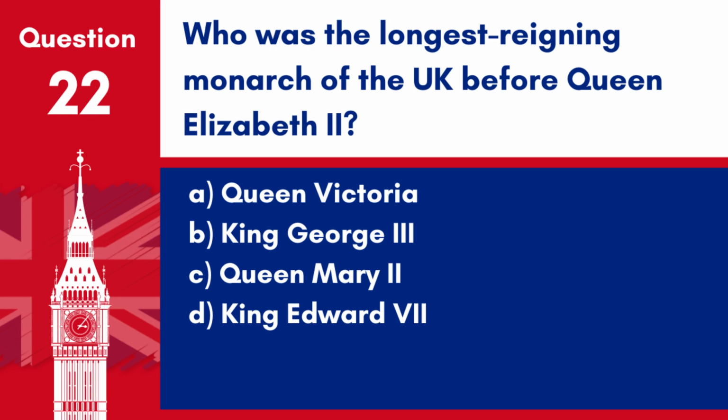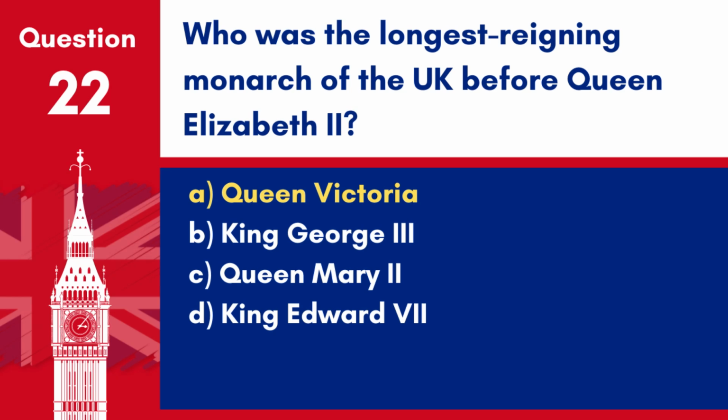Question 22. Who was the longest reigning monarch of the UK before Queen Elizabeth II? A. Queen Victoria. B. King George III. C. Queen Mary II. D. King Edward VII.